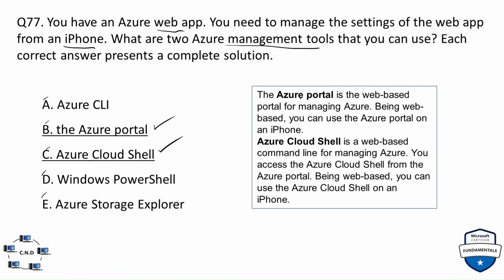So what are these? The Azure portal is the web-based portal for managing Azure. Being web-based, you can use the Azure portal on an iPhone. Azure Cloud Shell is a web-based command line for managing Azure. You access the Azure Cloud Shell from the Azure portal. Being web-based, you can use the Azure Cloud Shell on an iPhone.